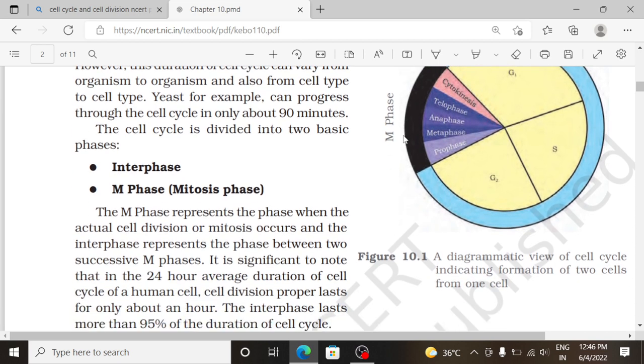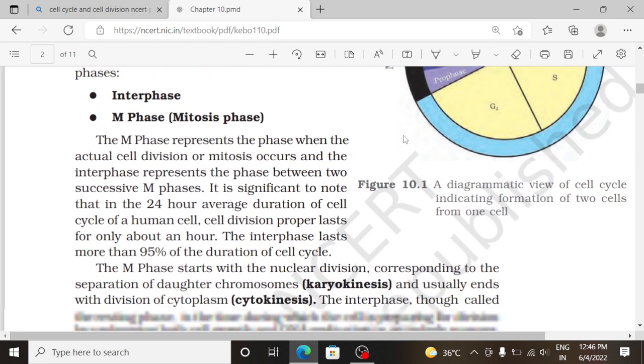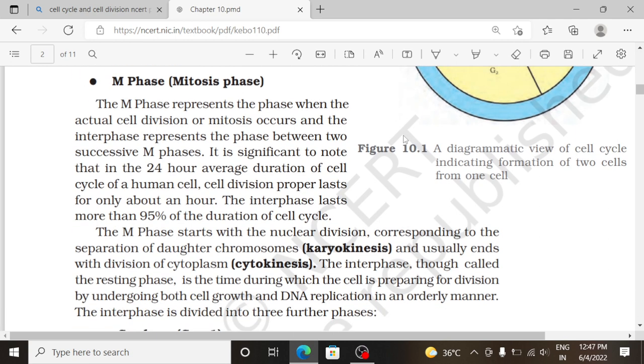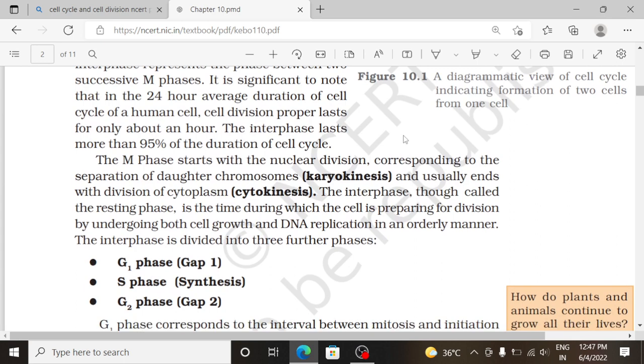The cell cycle is divided into two basic phases, interphase and M phase, which is called the mitosis phase. The M phase represents the phase when the actual cell division or mitosis occurs, and the interphase represents the phase between two successive M phases. It is significant to note that in the 24-hour average duration of the cell cycle of a human cell, cell division proper lasts for only about an hour. The interphase lasts more than 95% of the duration of the cell cycle.